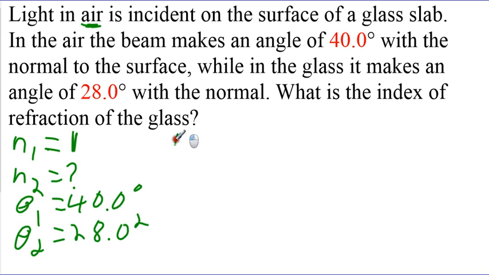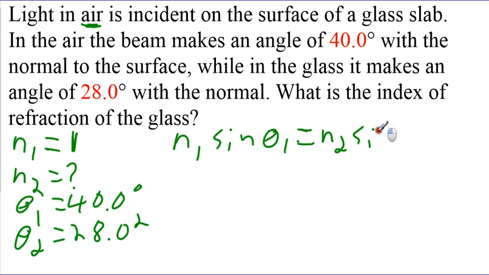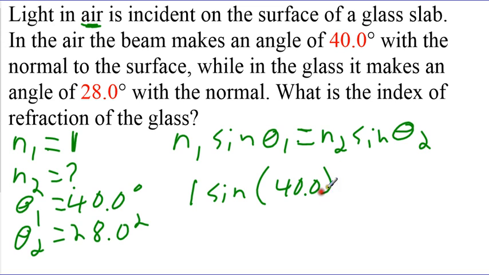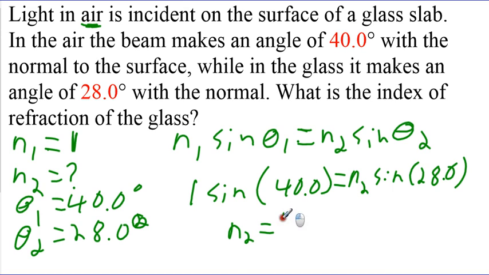And so all we have to do is think of our equation: N1 sine theta 1 is equal to N2 sine theta 2. When we start plugging our values in, 1 times the sine of 40.0 is equal to N2, what we're looking for, times the sine of 28.0. And that should be in degrees. When you work this out, and you want to check my work just to make sure you're getting the same answer, you should get N2 is equal to 1.37.